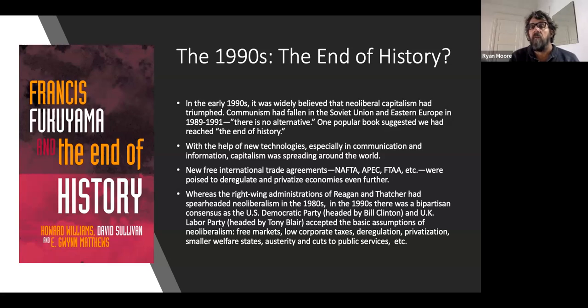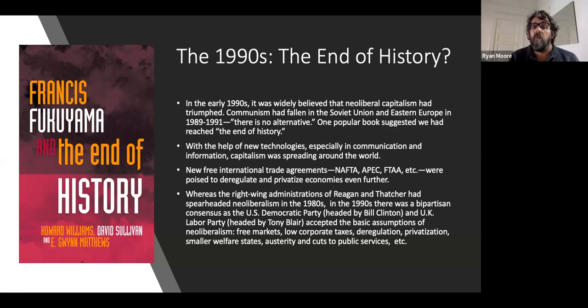The idea was that communism had fallen in the Soviet Union and Eastern Europe in the years between 1989 and 1991. And as a result, there was now no alternative to global capitalism, as there had been during the Cold War, in which there had been this sort of epic battle between capitalism and communism.